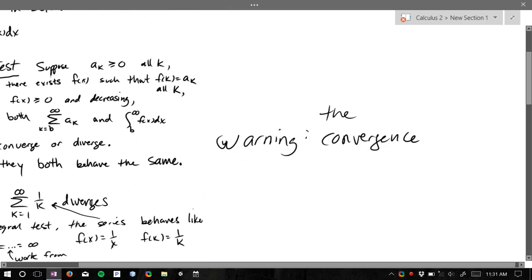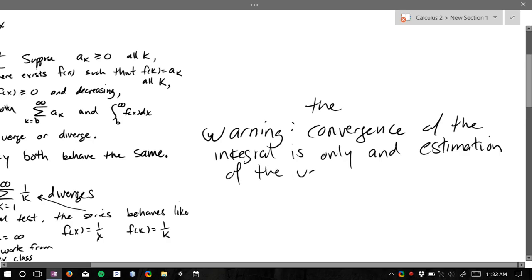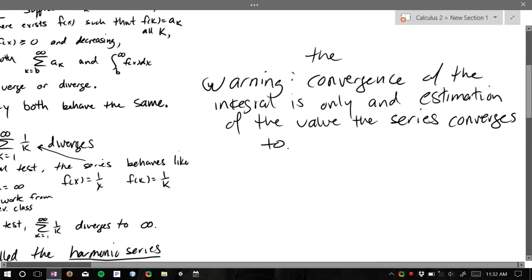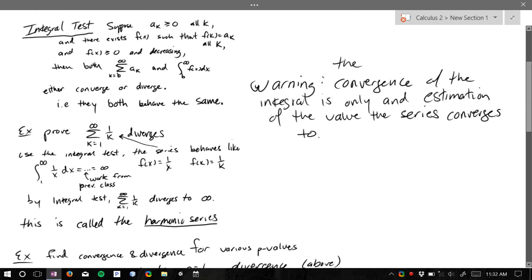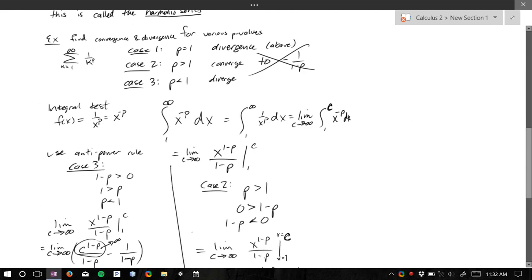So the convergence of the integral is only an estimation of the value the series converges to. So what I could not say down here for convergence, I could not say converge to negative 1 over 1 minus p. So I cannot make that claim right there. It'll be sort of close, but I cannot say it will be that number. So it will converge, but I cannot say to what.